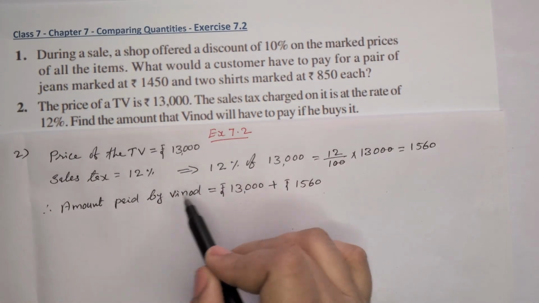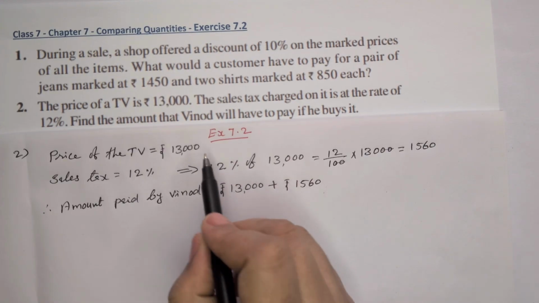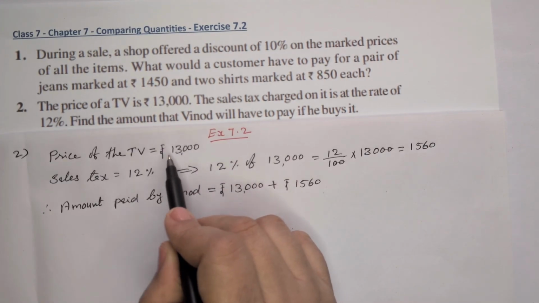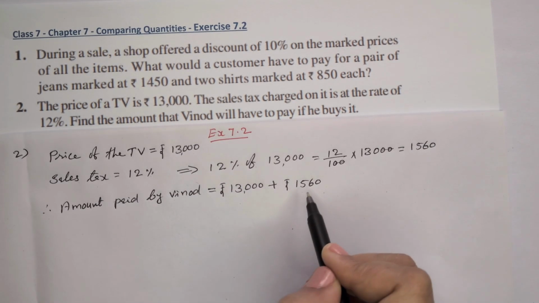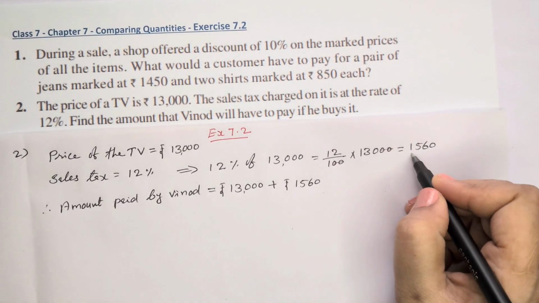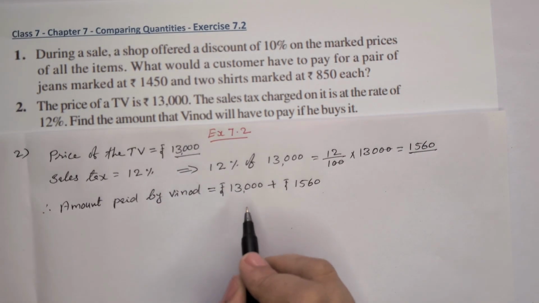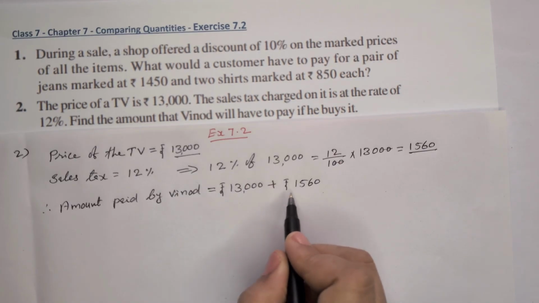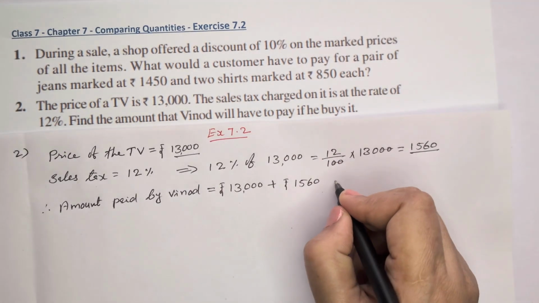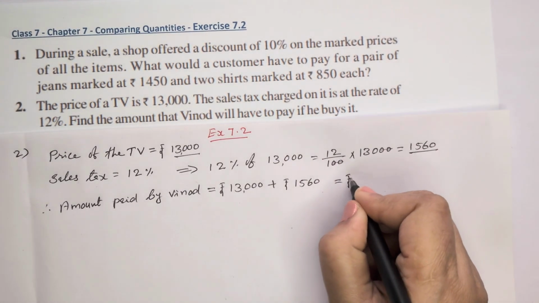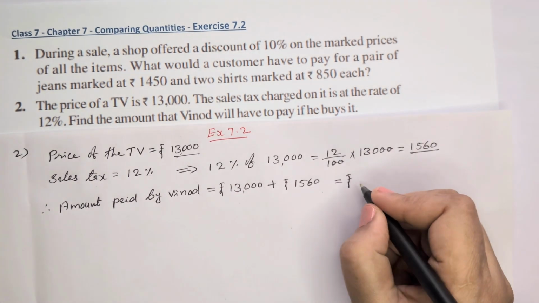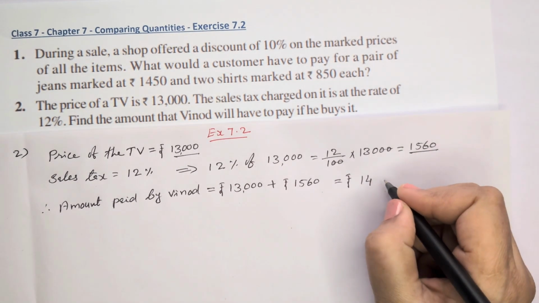Amount paid by Vinod. Vinod has to pay the marked price, that 13,000 plus tax. 1560 is the tax. And this is the price labeled on that. It's 13,000 plus 1560, which is equal to rupees 14,560.